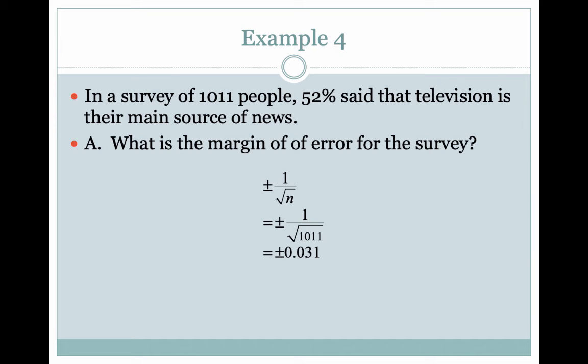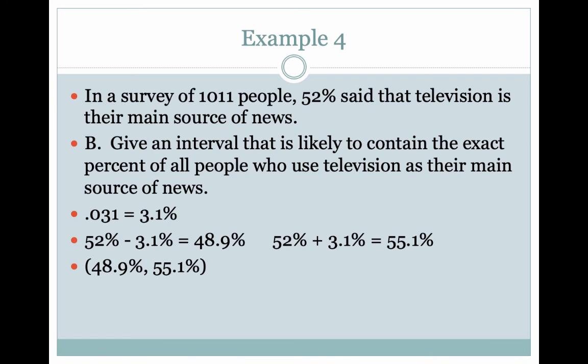Okay, so we are saying that the margin of error is going to be plus or minus 1 over the square root of n, and so that's going to be plus or minus 1 over the square root of 1,011. We plug that into our handy dandy calculator and we round it to be plus or minus 0.031. Okay, there's roughly a 3.1% margin of error. Okay, so to do our interval, we're going to take that 0.031 and convert it to 3.1% by moving that decimal over 2 places.